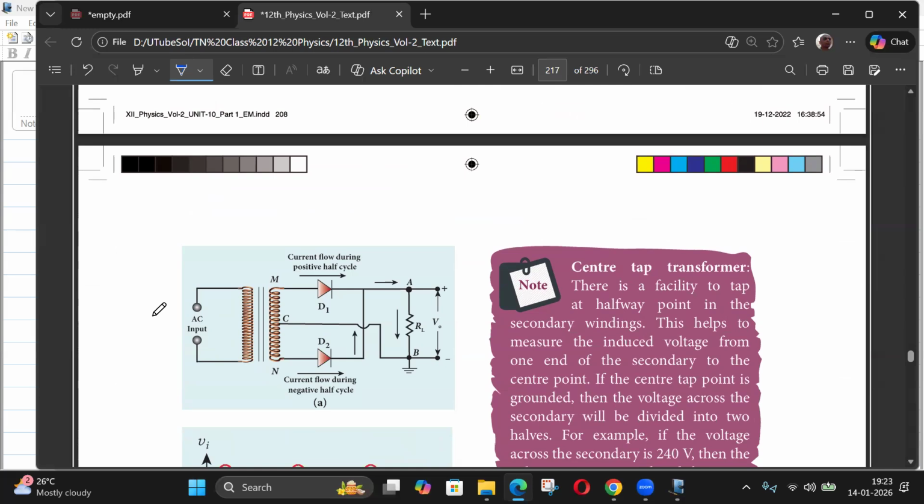So when this is positive, this is plus, this is minus. So I can have a situation when this is plus, this is 0 volts, and this is negative volts, because I'm touching the center point and making it 0. So with a maximum difference of 230, this will be 115, this will be minus 115. So this will be forward biased, and this will be reverse biased during the positive cycle.